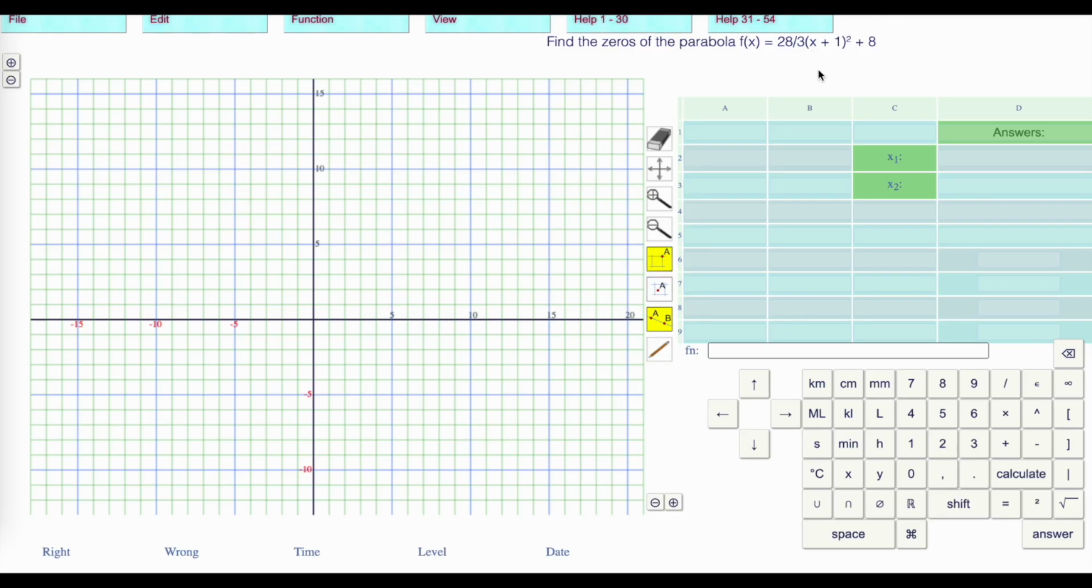Parabolas. Let's look at the x-intercept. Graph this quickly. Our vertex is at negative 1, 8. It's opening up. It's going to do something like this. It's not going to cross the x-axis. Let's have a look at exactly what it looks like.